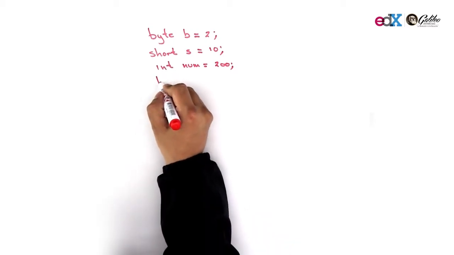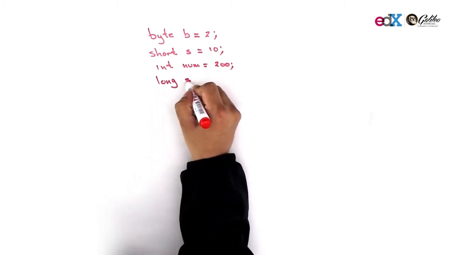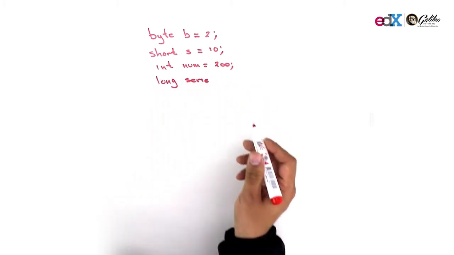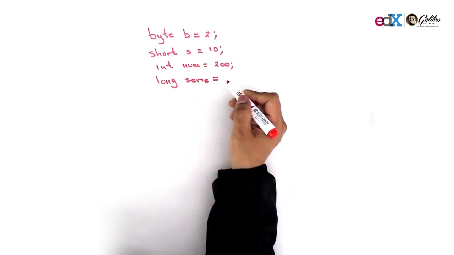The next one is long with name series. Remember in the variables names, the first character can't be numbers, but you can use it in between or at the end. Don't use point in any variable name. The long variable Syria equals maybe 2000.